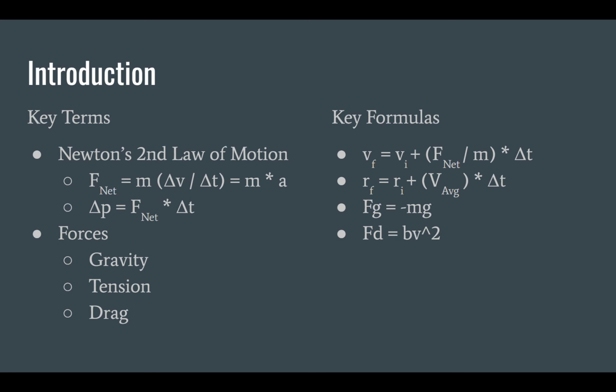Additionally, a few key formulas to be familiar with are the velocity update and position update formulas. These two formulas, along with the formula for average velocity, help us determine the final velocity or position of an object at any given moment. The formulas for calculating the force of gravity and the force of drag are also included.